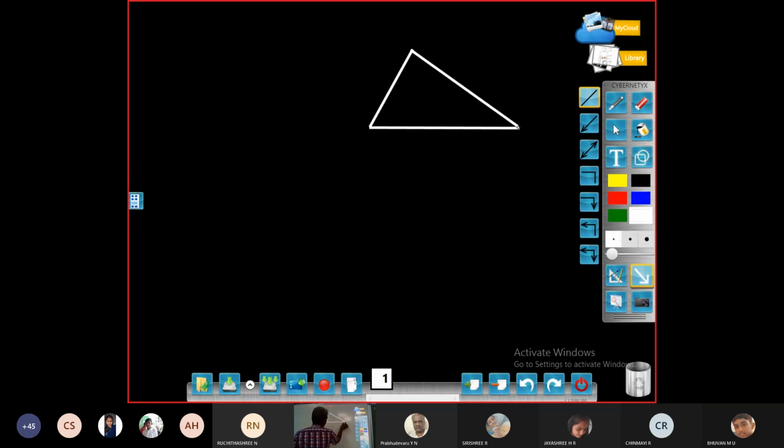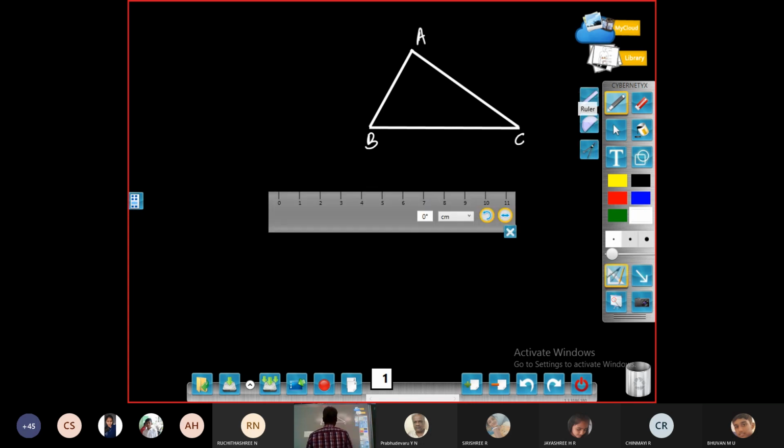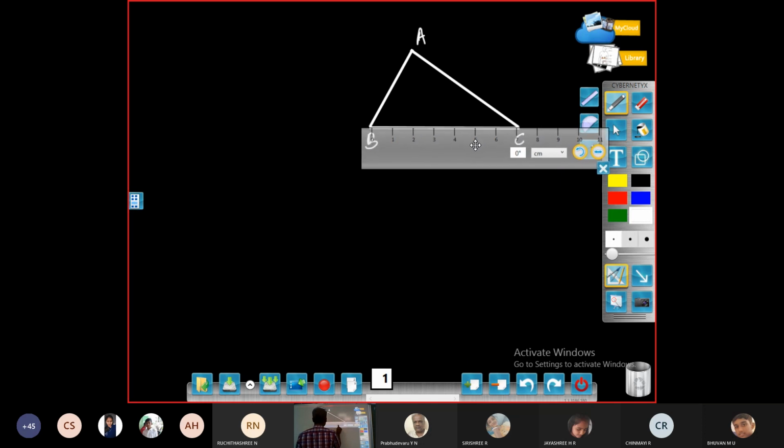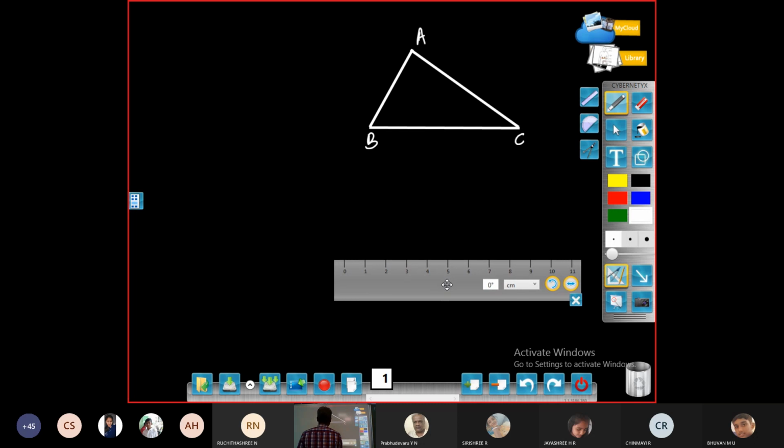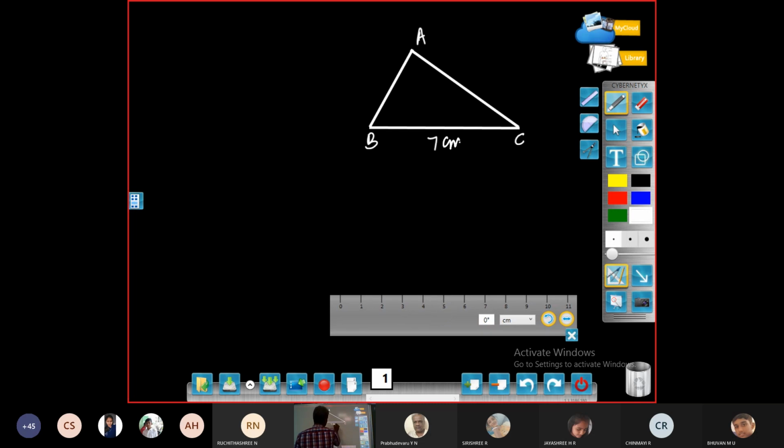So I have taken triangle ABC. So ABC is a triangle, and let us measure the sides of this triangle. So I am going to measure this length of the side. It is 7 centimeter. Approximately it is. So this is 7 centimeter.